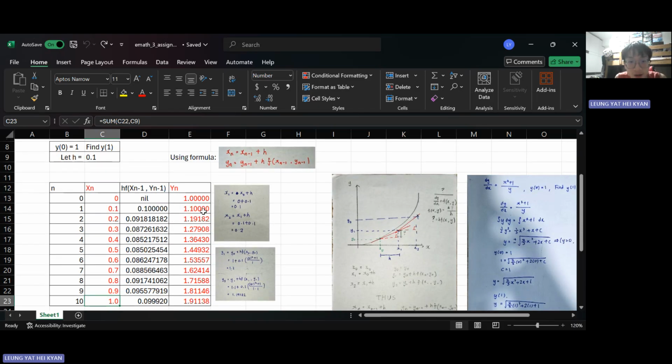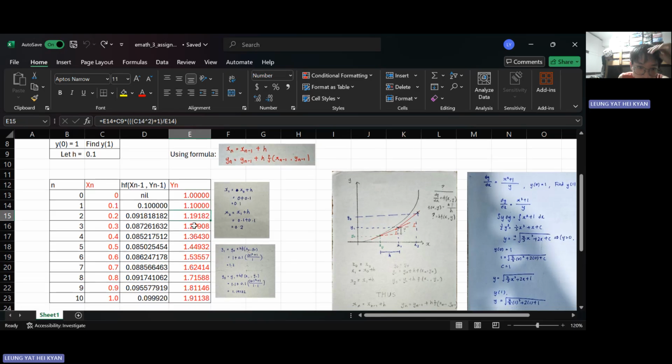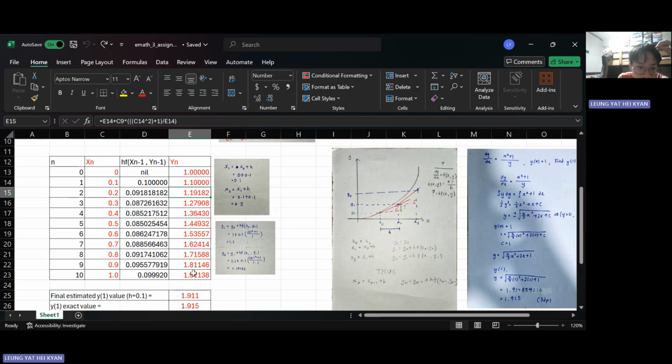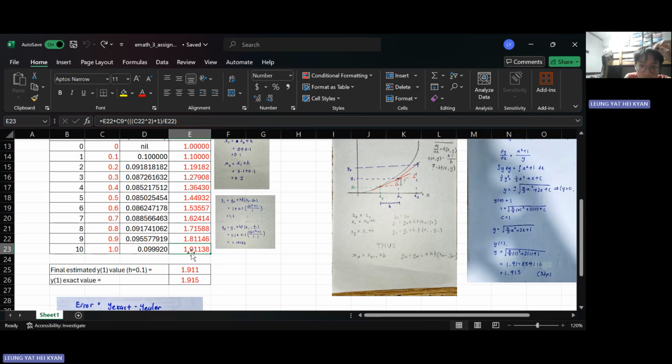Now we need to find our y values. So let's say I need to find what is y1, which would then be y0 plus h f(x0, y0), which gives me a value of 1.1. Or let's say I need to find y2, which is equivalent to y1 plus h f(x1, y1), which gives us this value here. And we will need to repeat this whole process until we reach our 10th step, or when x is 1, and this will give us an approximate value of 1.911.